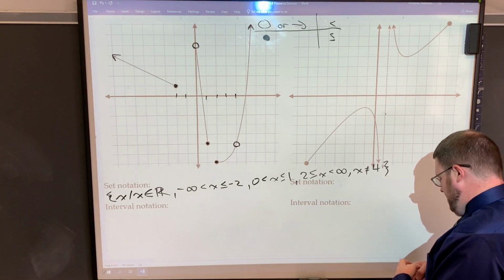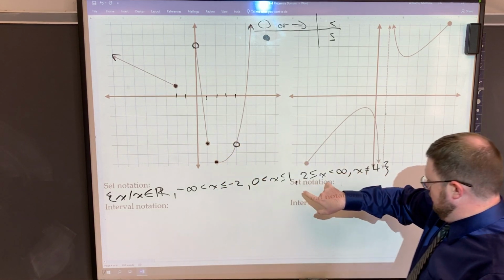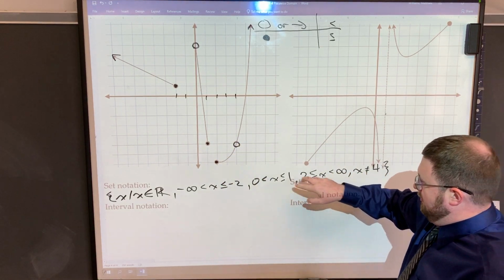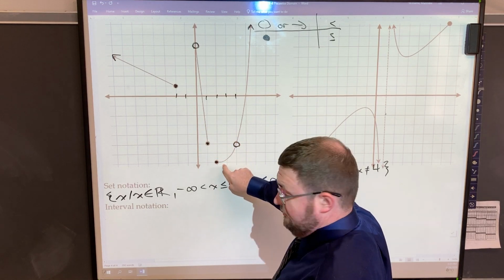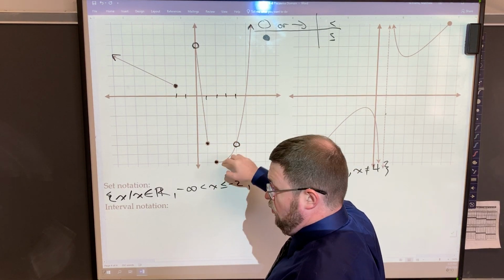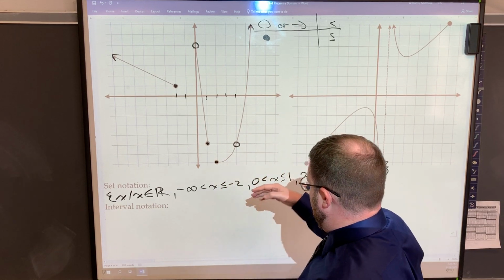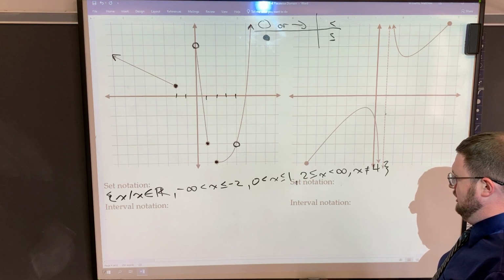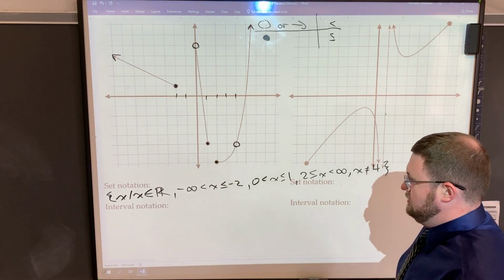Notice that I did break right here to a second piece because this is not connected. The values between 1 and 2 do not exist on this graph. So for instance, 1.5, 1.2, 1.23, etc. Those are not valid inputs for the domain on this. Okay, so that is domain and set notation.